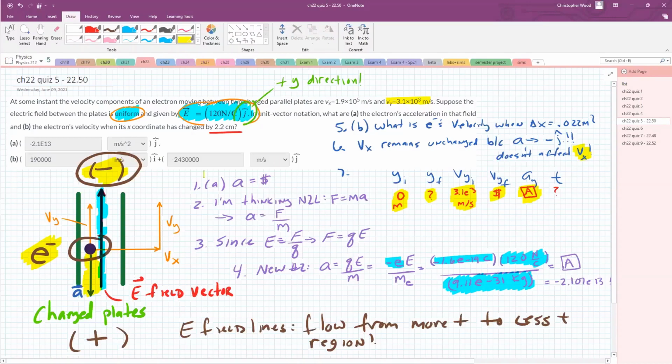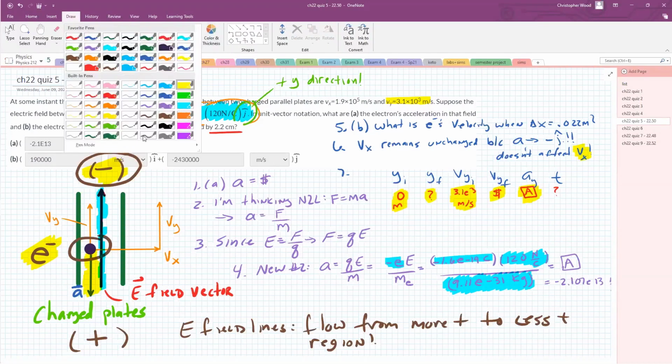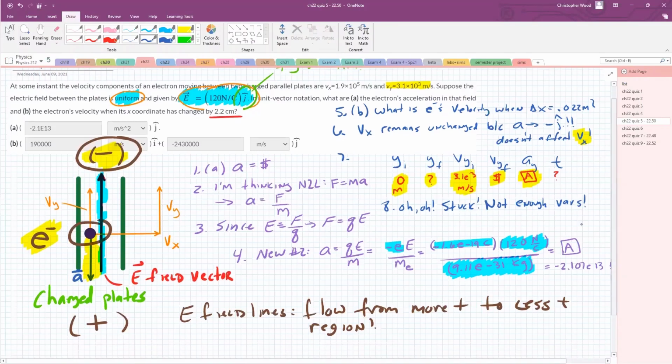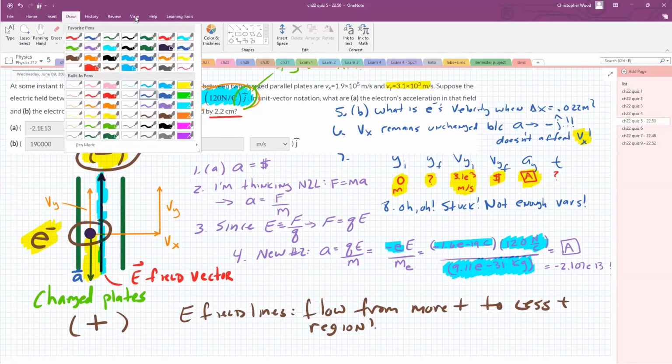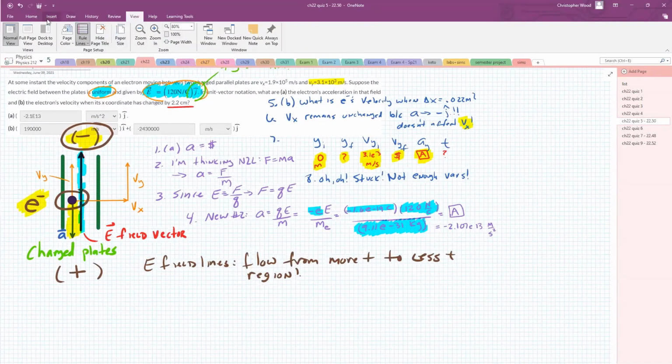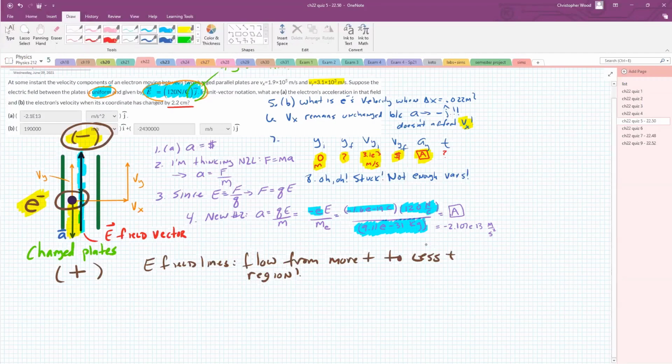I don't. So step number 8. Uh-oh. Stuck. Not enough variables. So what to do? This is where you get creative. One idea comes to my head: let's look at the x data table. There's always a way out of these dead ends. You're always going to encounter a dead end, and there's always a way out of the dead end. So I'm going to skip from step 8 to step 9. Look at x. Let's look at x data.